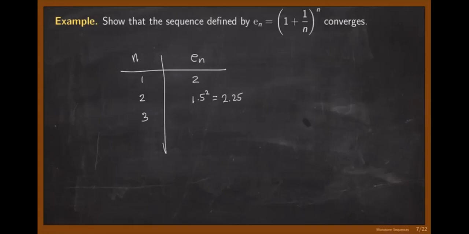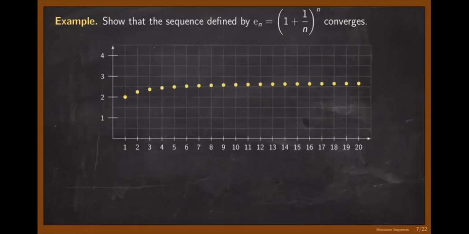1 plus 1/3 raised to 3. That's 2.3703703703, etc. So that's the sequence. In fact, if I plot some of the points, this is what you will observe.